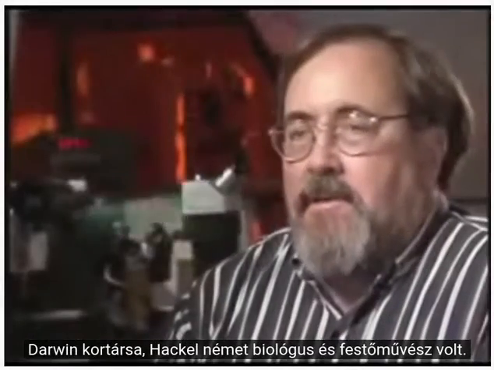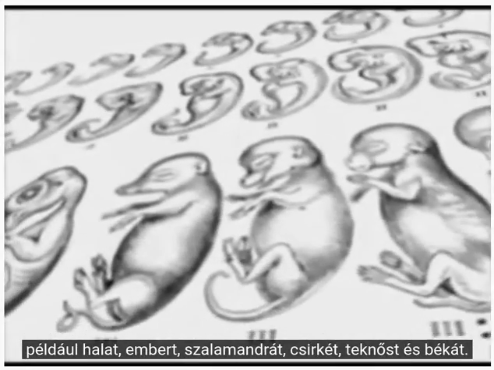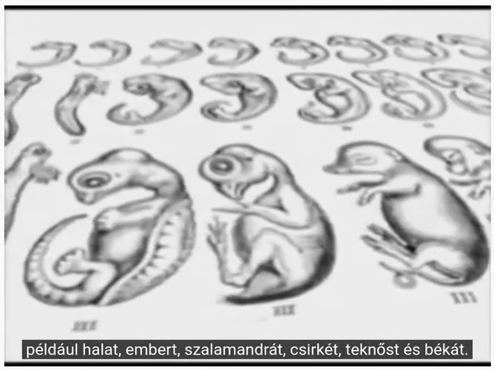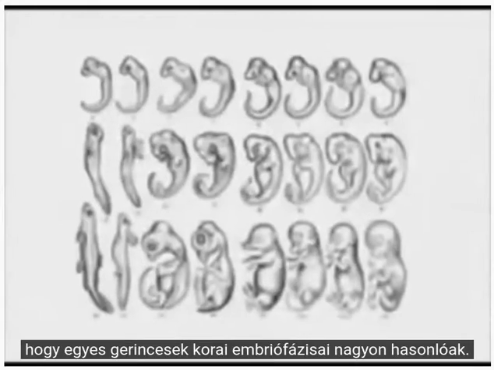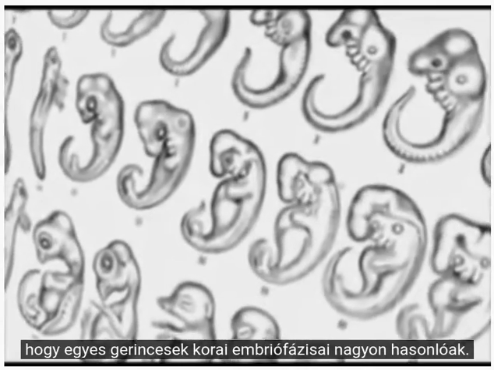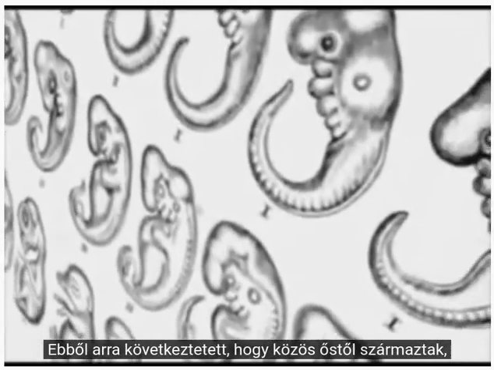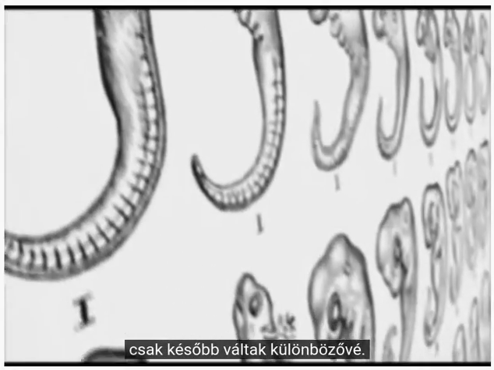Ernst Haeckel was a German biologist and artist, a contemporary of Darwin's, who, among other things, made some famous drawings of vertebrate embryos: fish, humans, salamanders, chicks, turtles, and so on. In those drawings, Haeckel tried to show that all these different vertebrates look very much the same as early embryos. Their early similarities showed that they came from a common ancestor, and differences arose only later.